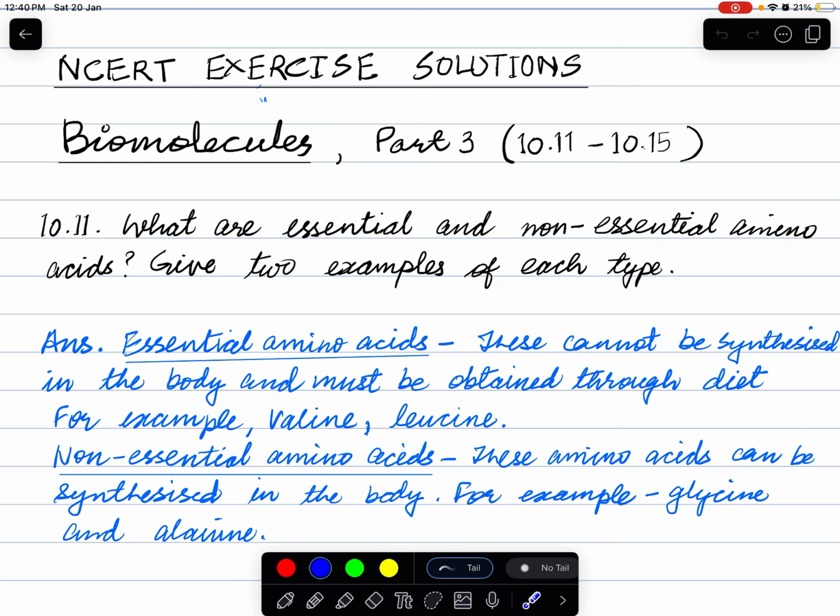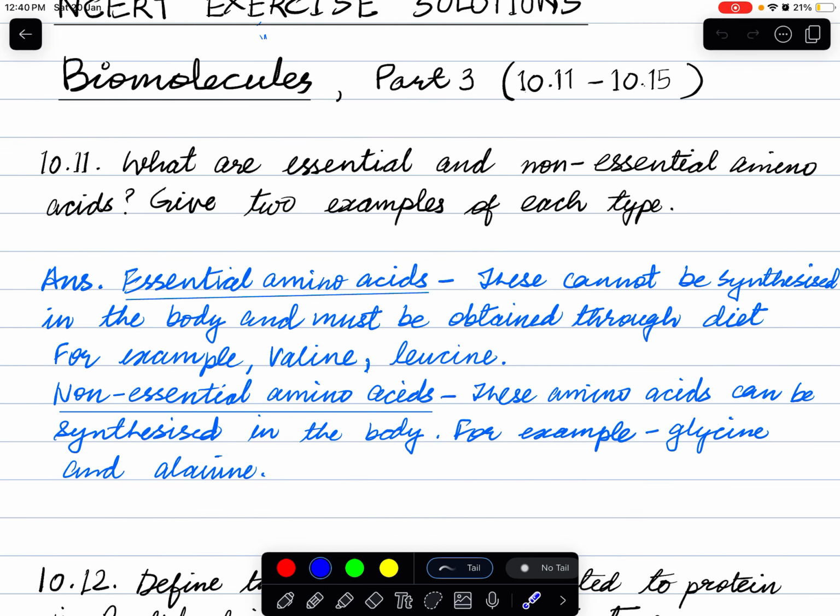Now we know that amino acids are the building blocks of the polymer protein, and these amino acids are of two types depending upon whether they are synthesized within the body of an organism or not. Those amino acids which cannot be synthesized in the body, and therefore must be obtained through diet, are called essential amino acids. Examples of essential amino acids are valine and leucine.